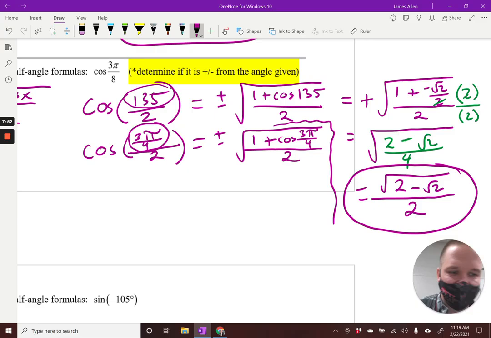I'm getting so hungry smelling the delicious tacos in this place. But I'm going to try to focus on the math.